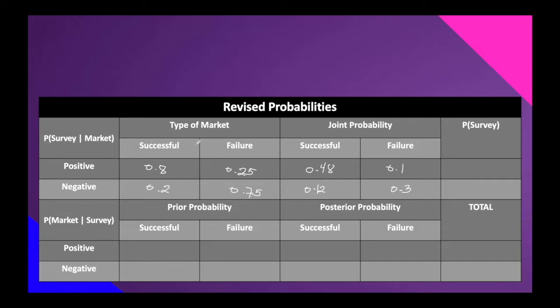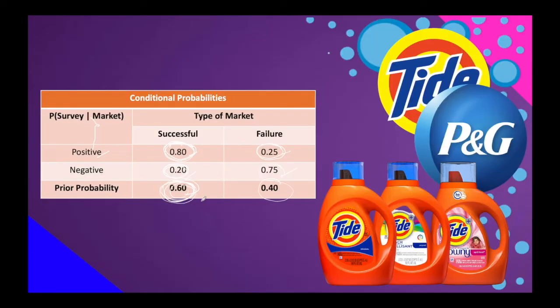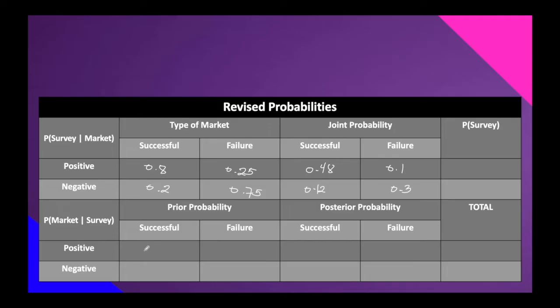Ang nako-compute pa lang natin for now is the joint probability under the revised probabilities. We still have the posterior probability. Kasi po yung nasa prior probability natin na values are just the 0.6 and 0.4. So ilagay na natin dito, no? 0.6 pareho lang po yan sa positive and negative. Tapos 0.4 sa failure. So let's now compute for the posterior probability.